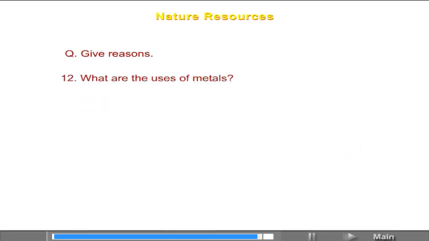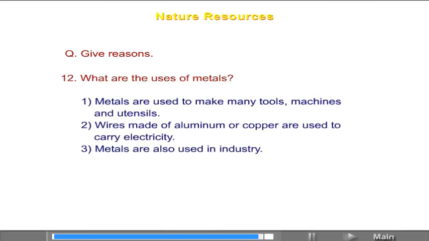What are the uses of metals? Metals are used to make many tools, machines and utensils. Wires made of aluminium or copper are used to carry electricity. Metals are also used in industry.